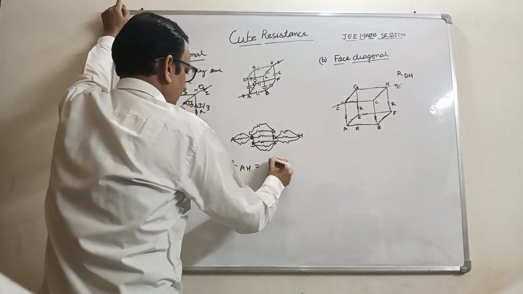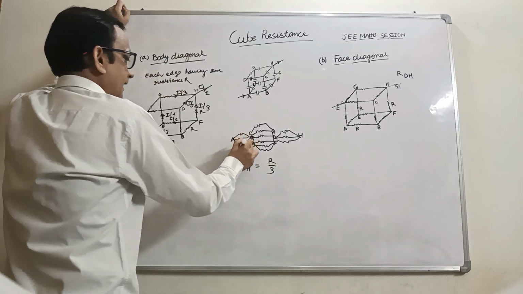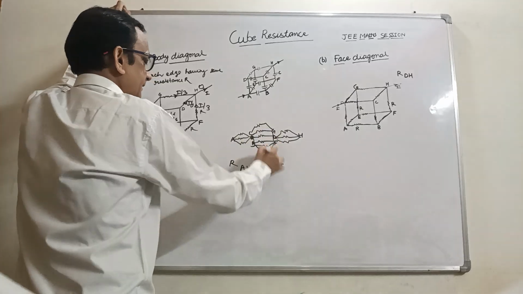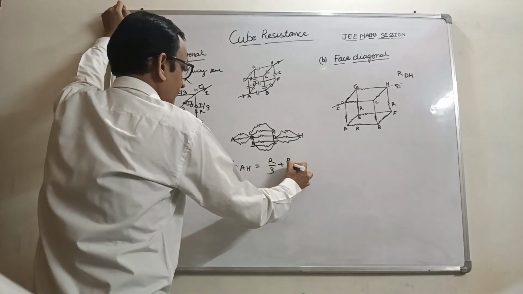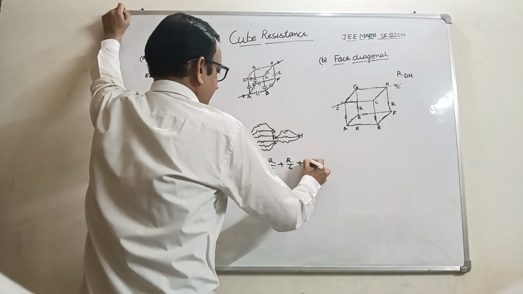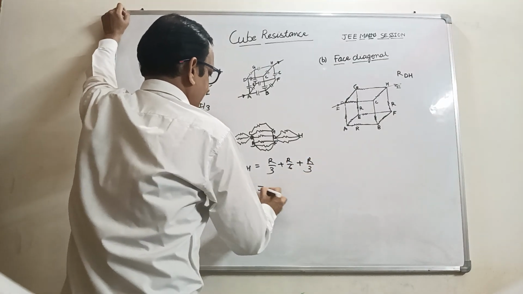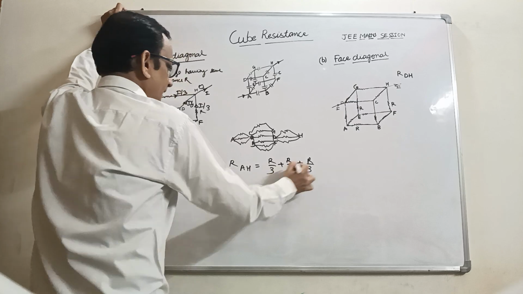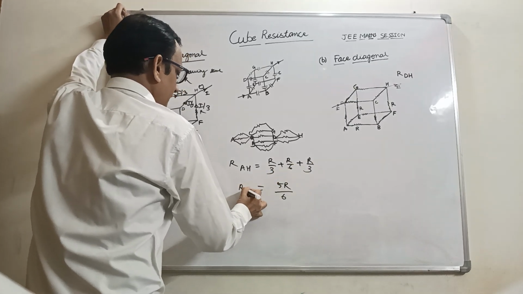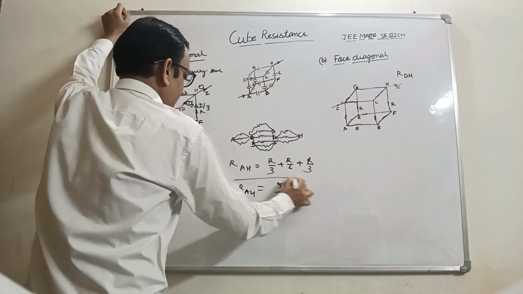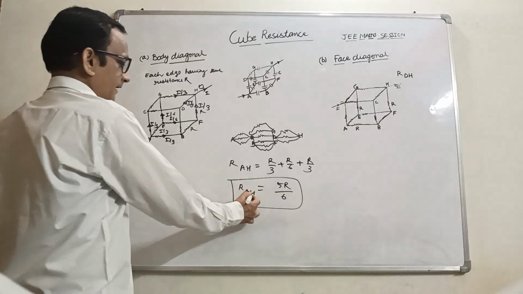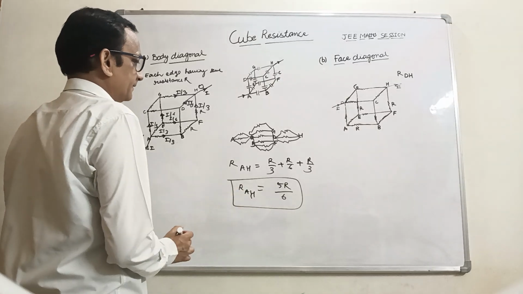So this becomes R by 3, then the 6 resistors in parallel become R by 6, and this again becomes R by 3. Finally we get R by 3 plus R by 6 plus R by 3, which is 2R, 2R, 4R and 5R over 6. This is across the body diagonal, so R equivalent would be 5R by 6.